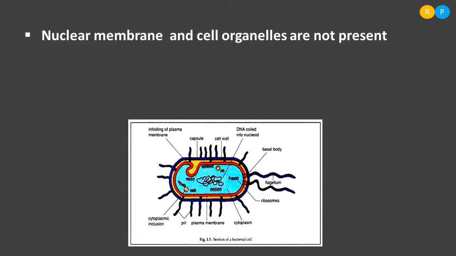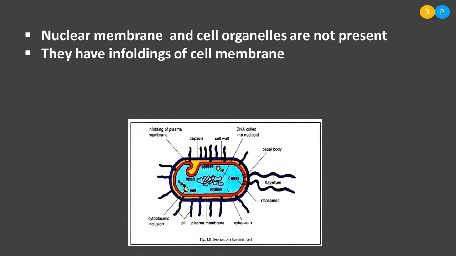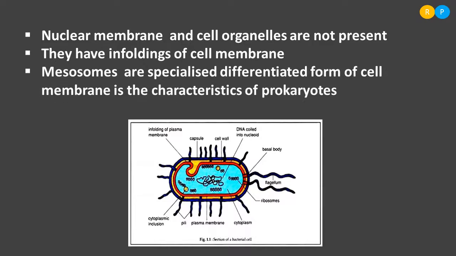That means prokaryotic cells we call a primitive type of cell because there are no cell organelles, there is no nuclear membrane, and they have infoldings of the cell membrane. Because of the absence of all the cell organelles, it is a little bit difficult to perform some of the metabolic activity. So, in order to fulfill the functioning of cell organelles, the organism has infoldings of the cell membrane. That means the cell membrane is infolded in such a way as to form some structures. Those structures perform multiple functions in the organism. That structure is nothing but mesosomes.